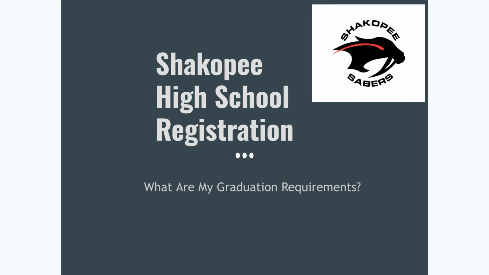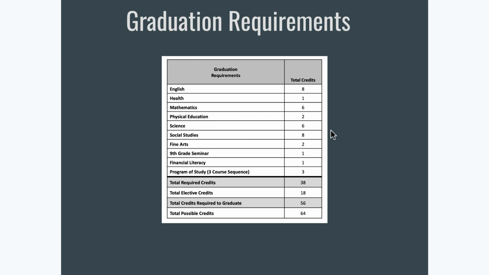Welcome to registration. I'm going to be reviewing graduation requirements. This is Erica Lang, one of the counselors for the Arts and Communication Academy at the high school. You will see here all of the graduation requirements needed to earn a Shakopee High School diploma. We will go into more detail on the next slides, but in order to graduate, students need a total of 56 credits to graduate by the time they are done.